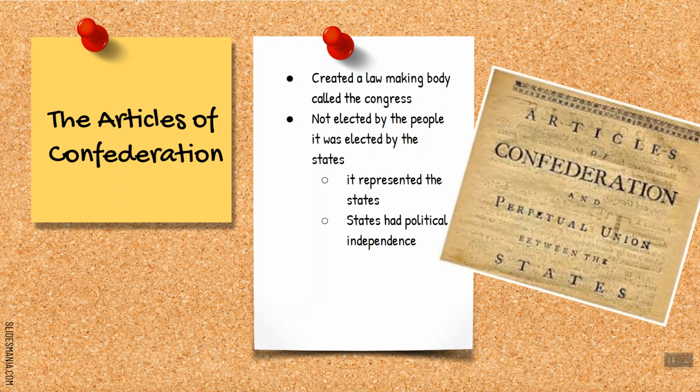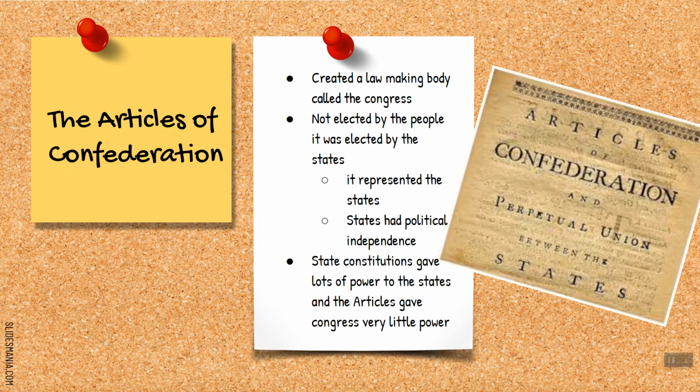So like I said, the states had a kind of political independence. They all had their own government. And the state constitutions that they each had gave all of them lots of power. The states had tons of powers. They were almost like mini countries. And the articles actually gave Congress really not very much power at all. So it was very unbalanced. The states had a ton of power, state governments had a ton of power, and the federal government, or the central government, really didn't have very much power at all.